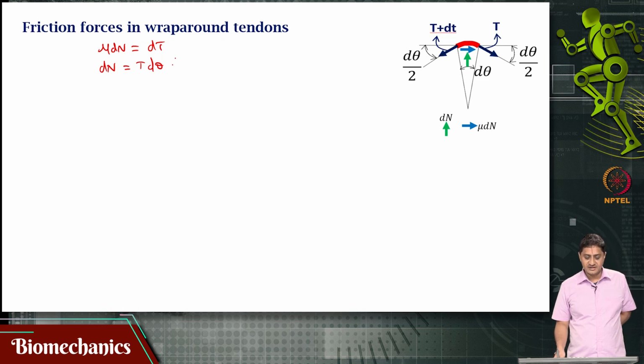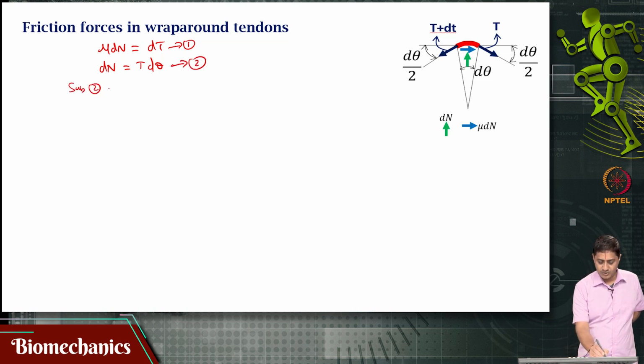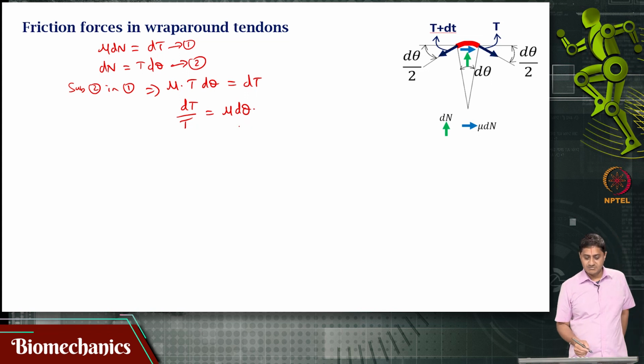Now, substitute for dn in the first equation. I am going to call this first equation 1 and 2, sub 2 in 1. What do I get? Mu times T d theta is equal to dT, or dT by T is equal to mu times d theta. Integrate this between the limits of tension and the angles.